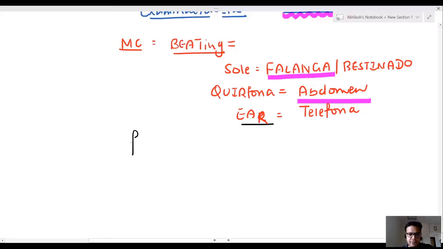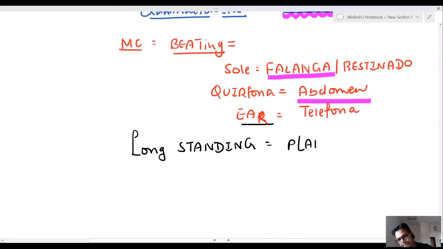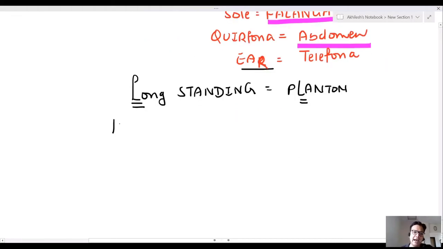Now, long standing. If you are torturing a person by long standing for long hours, very simple trick, plantón. L for long standing, L for plantón. Picana has IC. It is electric torture. Electric also has IC. If you are giving electric torture, that's a very simple trick.